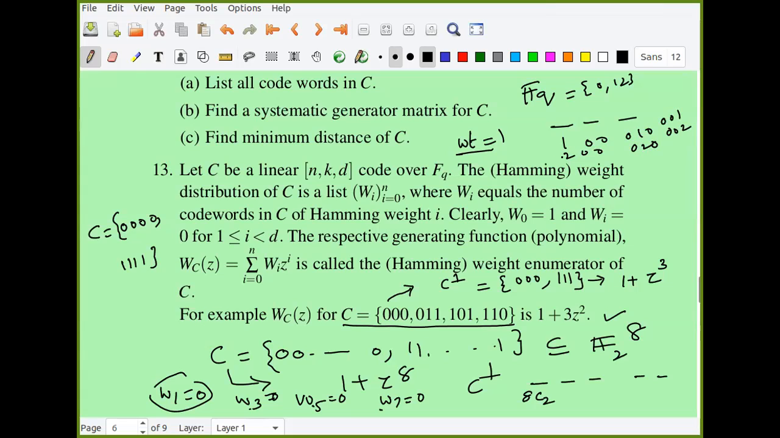Yes, sir. These are all weight 1. But in general, how do you find it? Okay, so I have to choose one position.